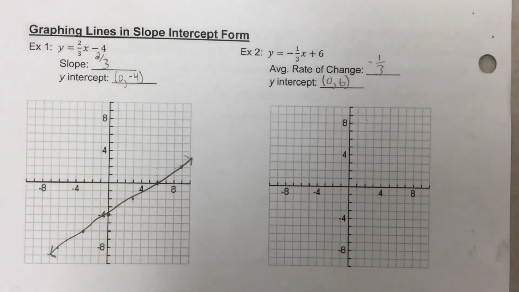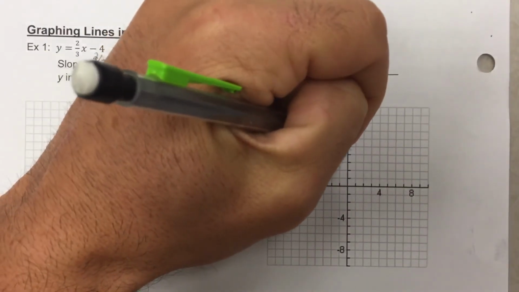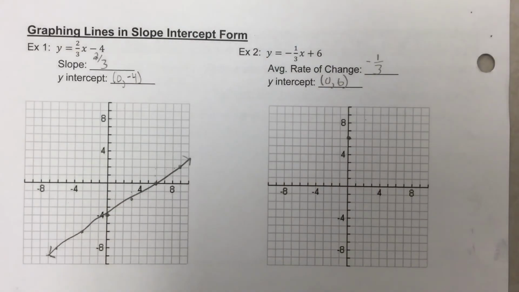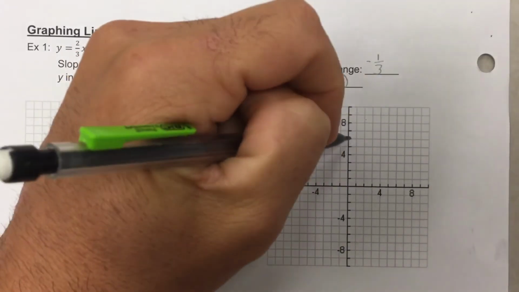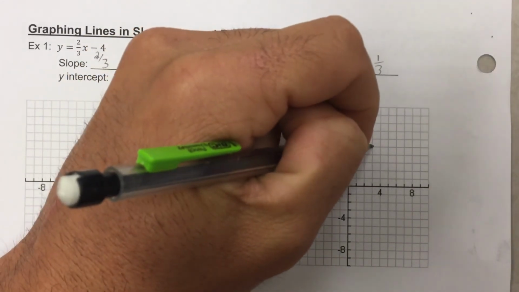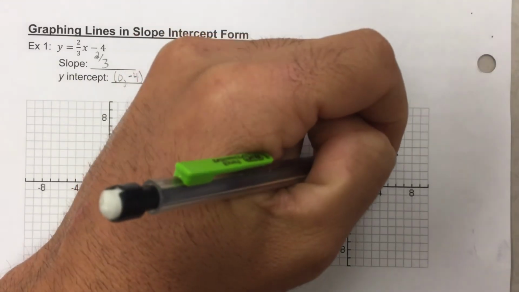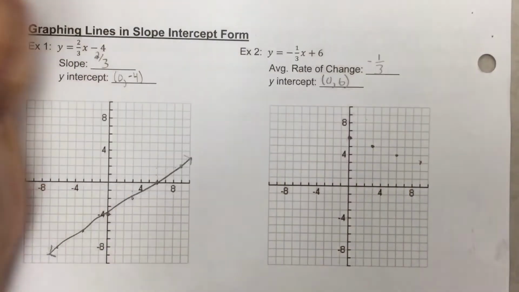And again, remember that as a point. So I plot (0, 6). And then I go down 1 and over 3. Down 1, over 3. Down 1, over 3.